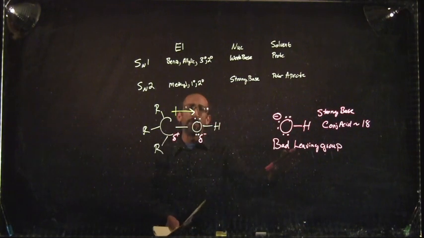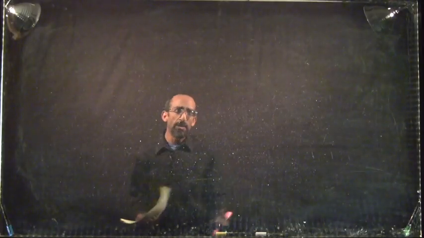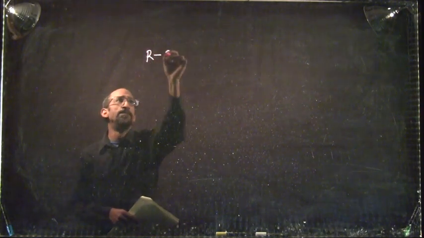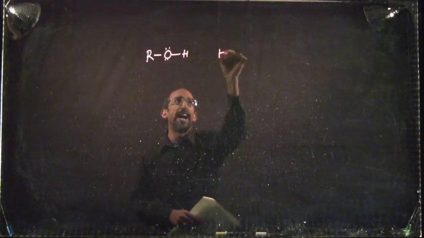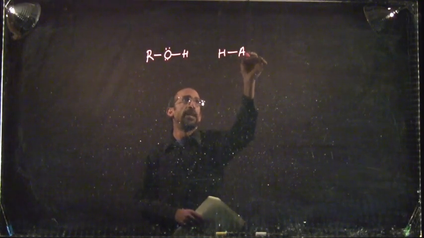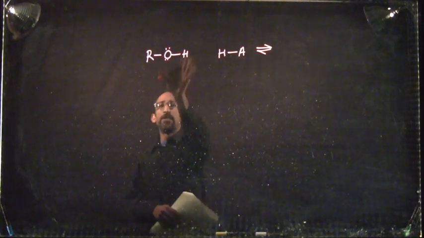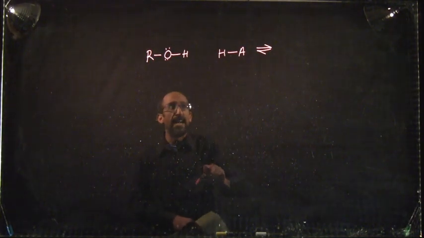I'm going to clear off the board, and we're going to take a look at what that means. As I was saying, we need our alcohol to be protonated by a very strong acid. So let's take a look at what that acid-base equilibrium would look like. I'm just going to start with a generic alcohol and some generic acid, HA. We know that our alcohols can serve as a base, that's what we're looking to do here, and we want to have a strong acid.